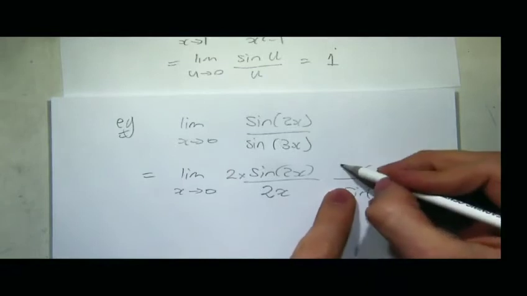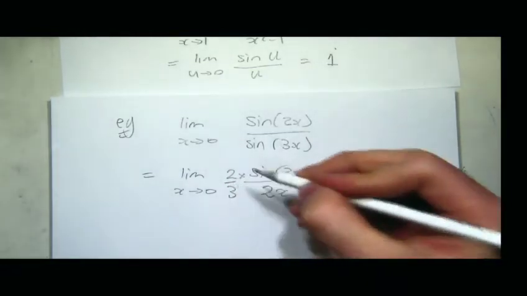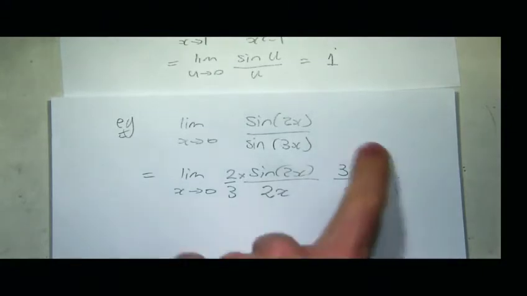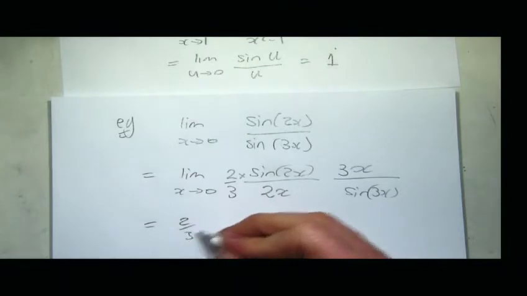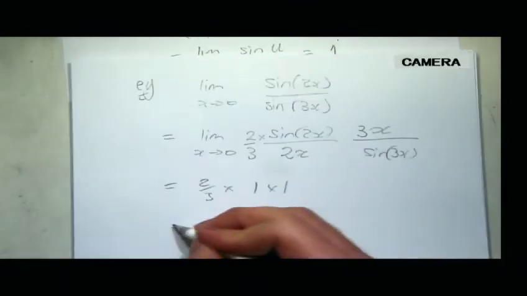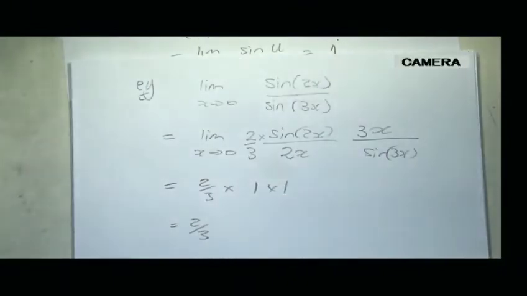And if I call this 3 and put a 3 there to cancel it out, then the fundamental trig limit upside down does this one for me. And so I can say it's 2/3 times 1 times 1, which is 2/3. Lovely.